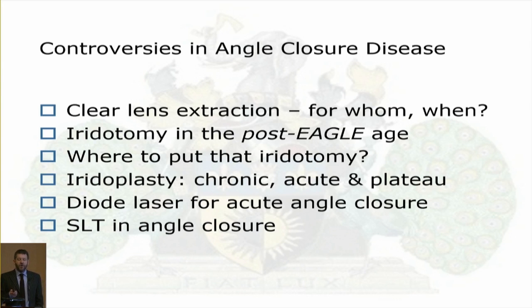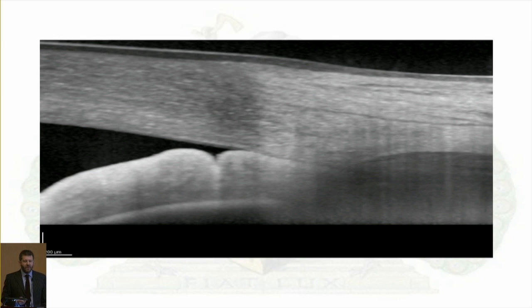Clear lens extraction, for whom and when. Iridotomy after the report of the EAGLE trial, where you put that iridotomy if you do decide to do one. Iridoplasty, whether we should do that at all and for whom. A brief mention of diode laser for acute angle closure and where that fits in, and then SLT in angle closure. Should we be doing that at all, and is there an evidence base? We are talking about iridotrabecular contact, with contact between the iris and the trabecular meshwork.